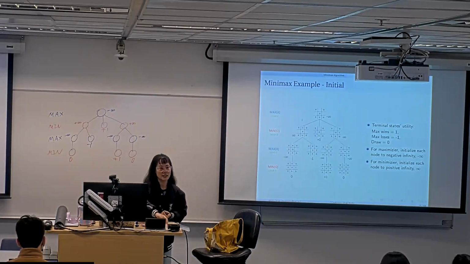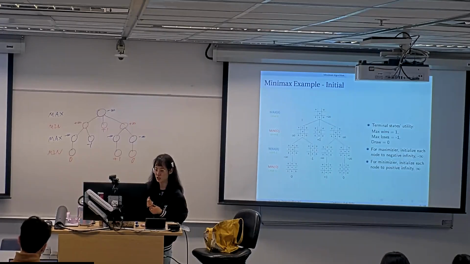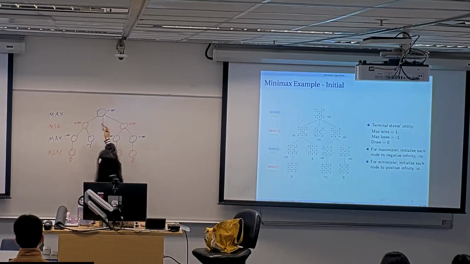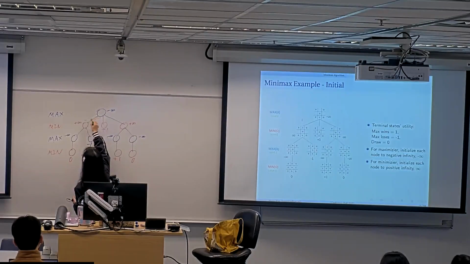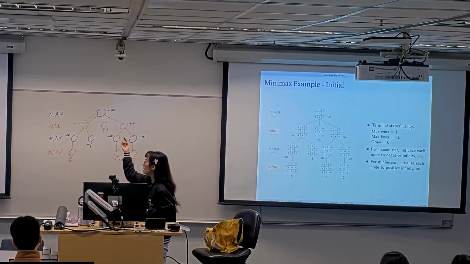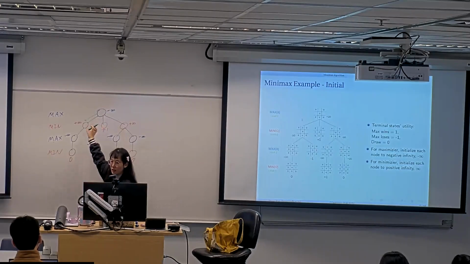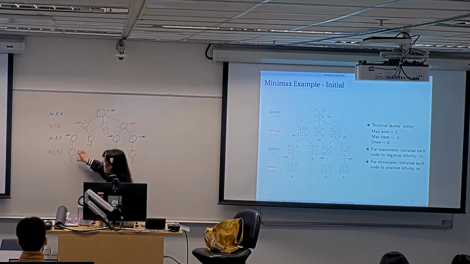initialization. Then let's start to do the depth first search. Depth first search is that, starting from the root node, go to the leftmost branch. This node hasn't been evaluated, and we have to go on to this node, which hasn't been evaluated. And actually, this is not a leaf node, so go on to this leaf node.